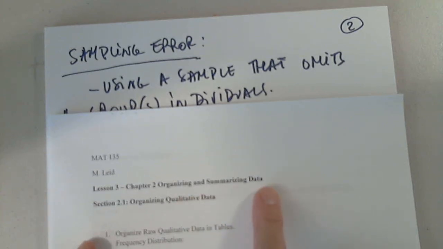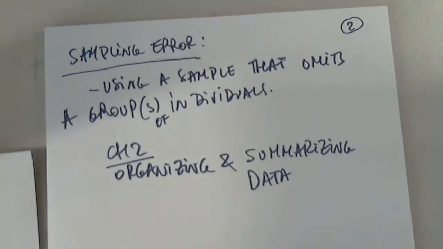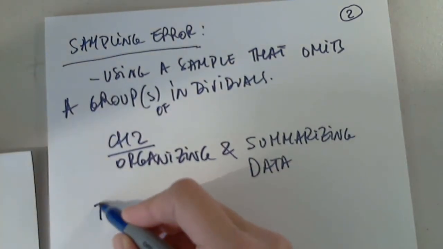Organizing and summarizing data. So in the first section, 2.1, we're going to look at qualitative data. So we want to organize raw qualitative data in tables. First, let's talk about the frequency distribution. What is the frequency distribution?